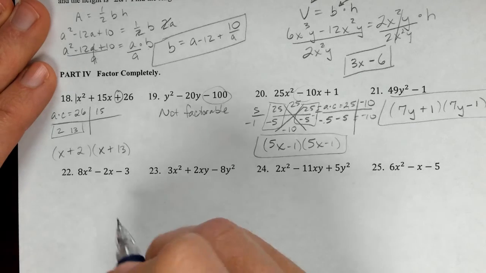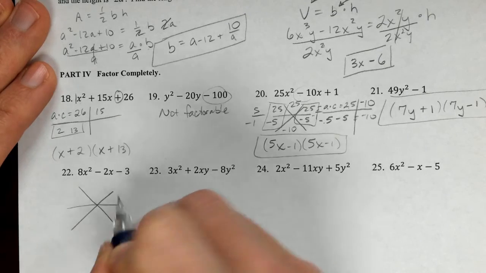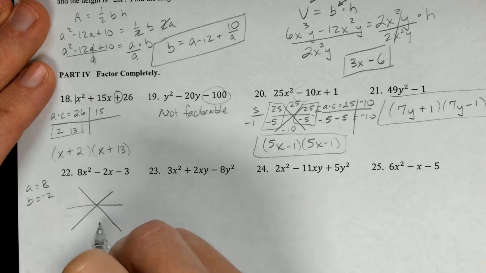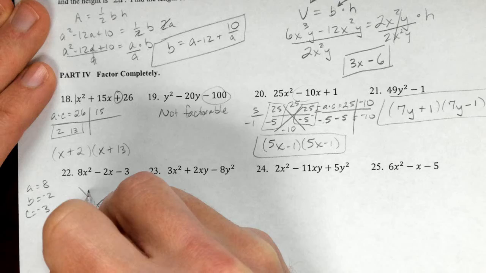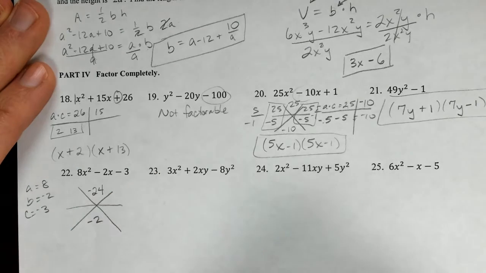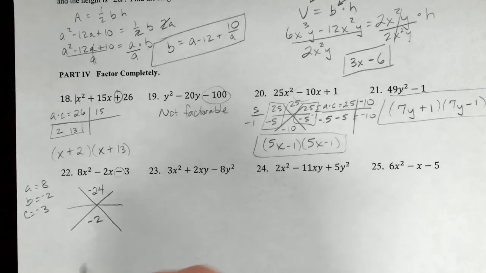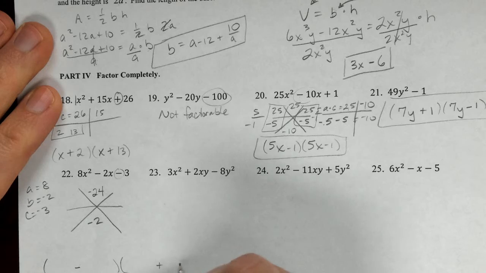Looking at number 22, I'm going to go ahead and do the asterisk method again. So A is equal to 8, B is equal to negative 2. Fill that in. C is equal to negative 3. So I'm looking for factors of negative 24 that subtract, and I'm saying subtract because I have a negative in the back. If I have a negative in the back, it tells me that my signs are going to be opposite.